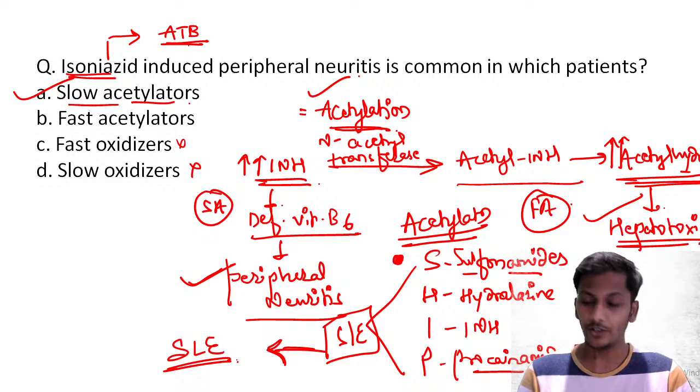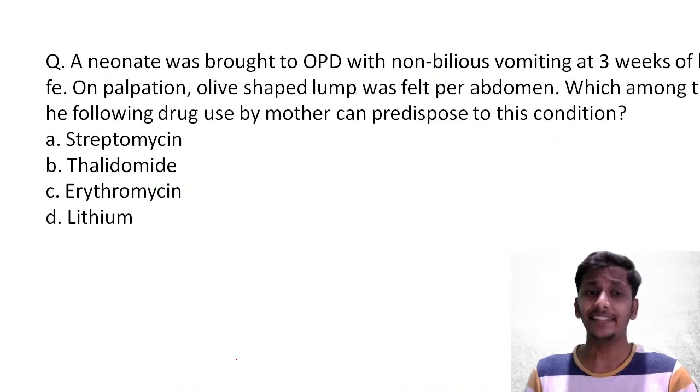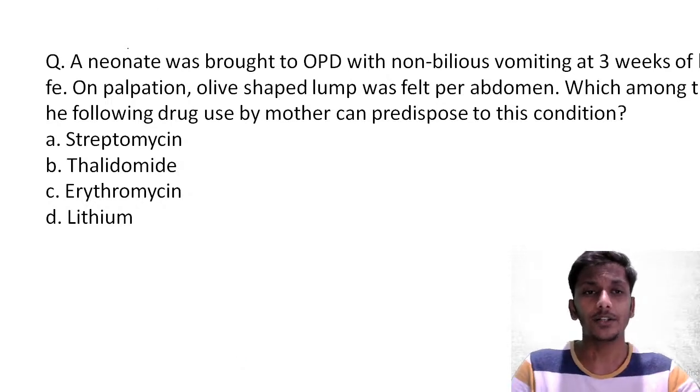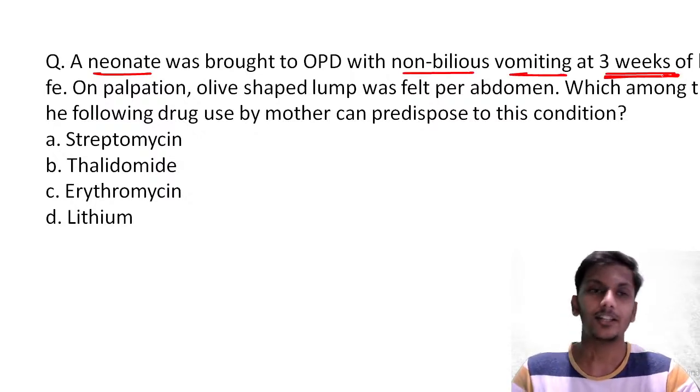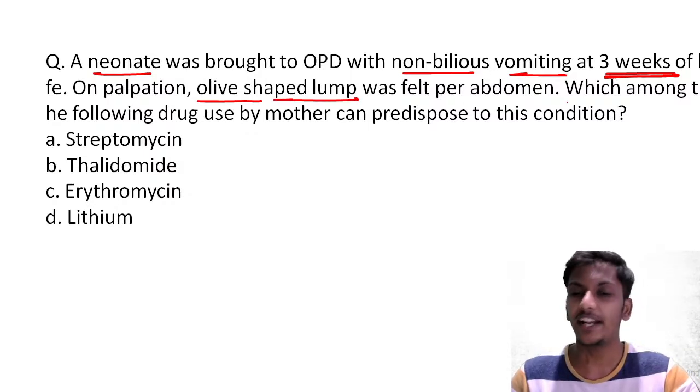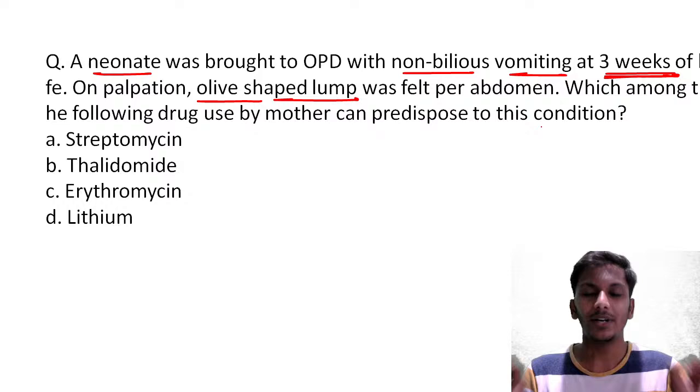Okay, very good. Now moving further guys to our next question, and that states, a neonate was brought to the OPD with non-bilious vomiting at 3 weeks of life. On palpation, an olive-shaped lump was felt per abdomen. Which among the following drugs used by mother can predispose to this condition? Now we need to come to a diagnosis first.